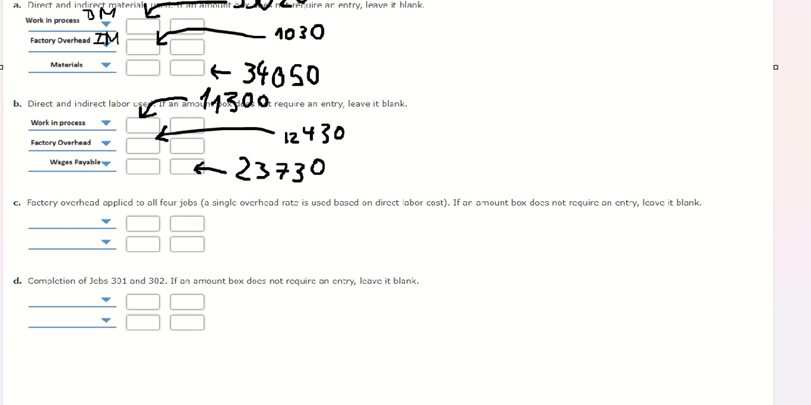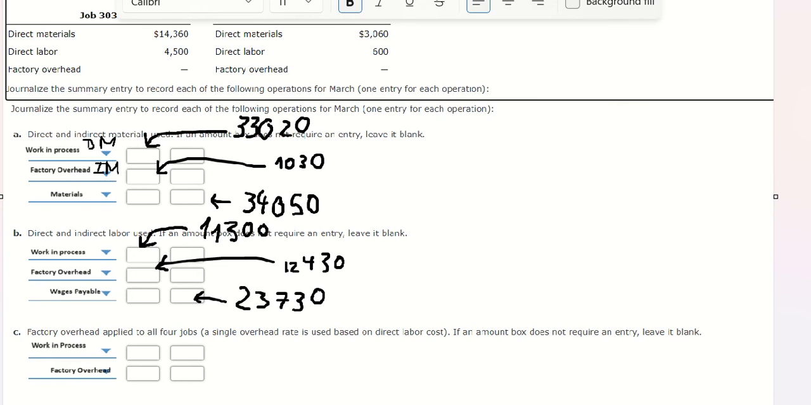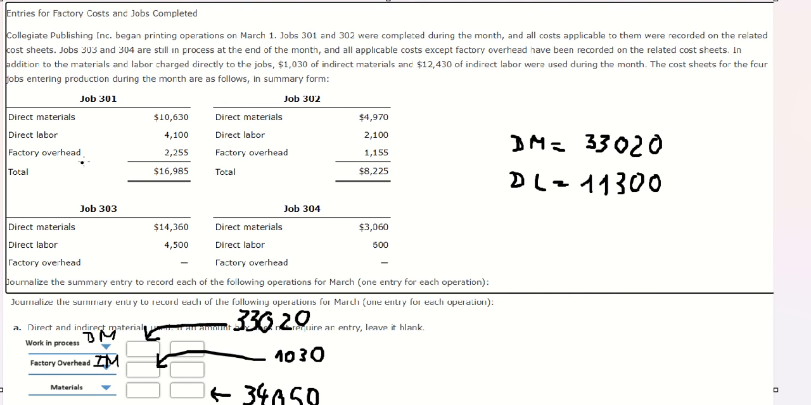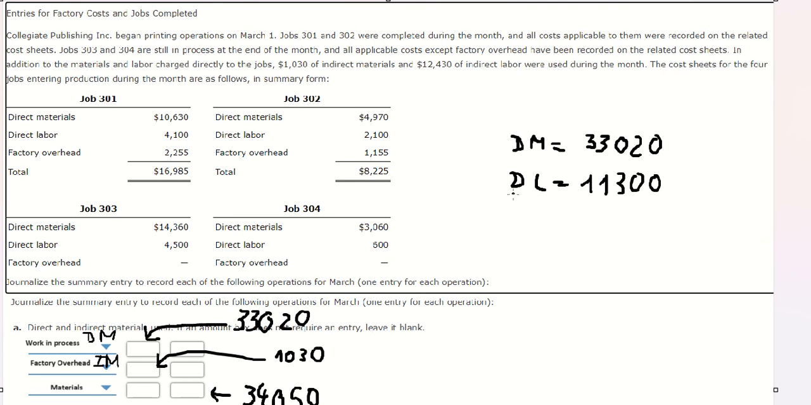So the next one is work in process and the factory overhead. To calculate this one, we need to know the rate they apply for factory overhead. They have the same, so this one is based on direct labor cost. So we have the total direct labor cost in here. Now I will select one unit of job 301, or maybe you select this right in here.